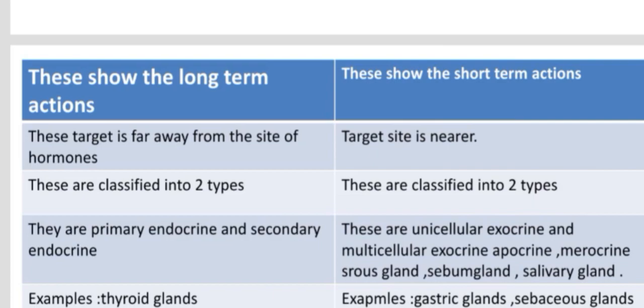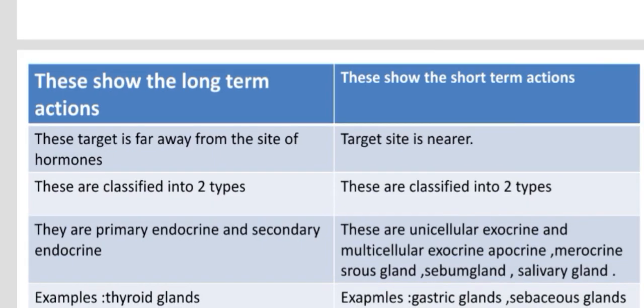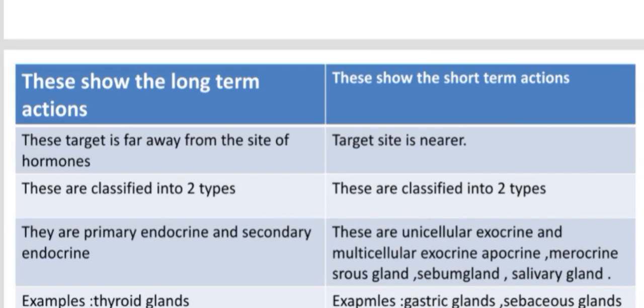But when it comes to exocrine glands, the action is rapid, since substances are secreted directly to the target organ. Why? Because they do not secrete their secretions into the bloodstream. They directly secrete their secretions at the site of action, at the site of the target organ. Endocrine glands show long term actions, whereas exocrine glands show short term actions. Examples will give you a brief idea about endocrine and exocrine glands.